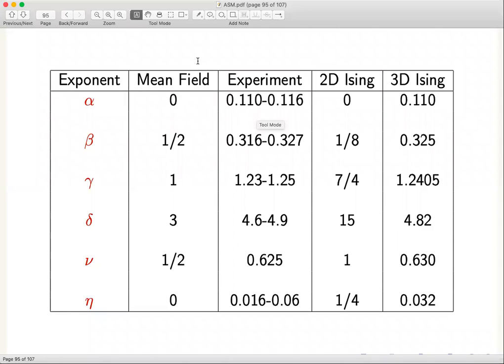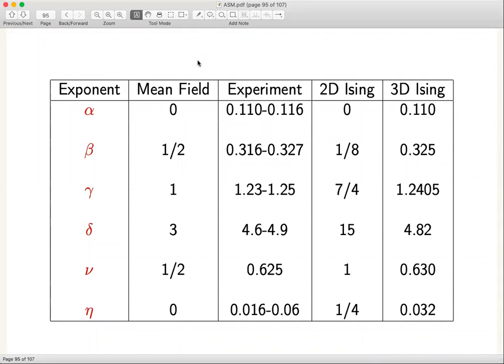So coming back to the comparison with experiments, we had seen this table at the end of the previous class, and we see that the mean field values are different from what you see experimentally. The experimental values seem to agree with the simulations done on the 3D Ising model quite well. So the last column is the computer simulation. The 2D Ising model values are the exact values because it's an integrable system.